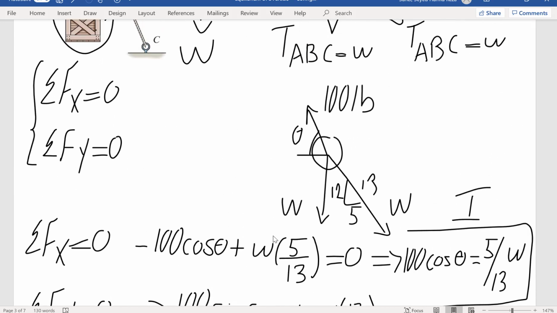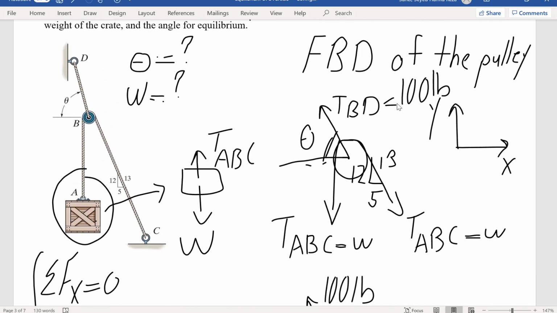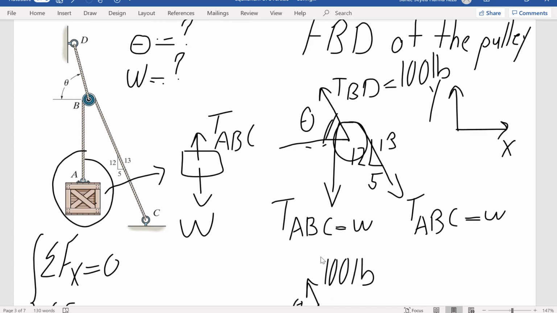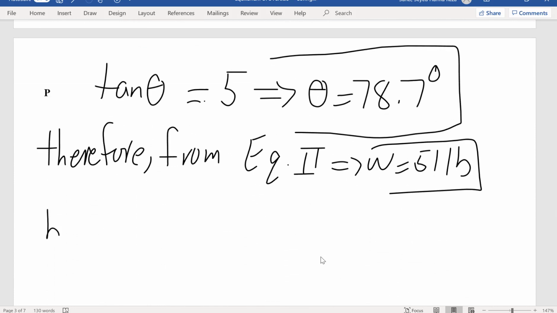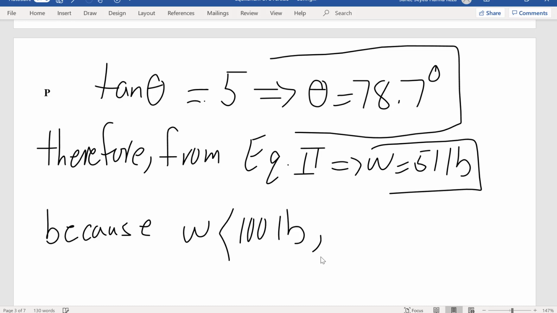So we proceeded based on the assumption that this rope is going to get 100 pounds, and then found the tension in the other rope. W is the same as the tension in this rope. So this tension would be less than 100 pounds. So the assumption that we had is correct. Because W is less than 100 pounds, the assumption is correct. The tension in the rope BD will reach 100 first, and that would be the limiting factor.